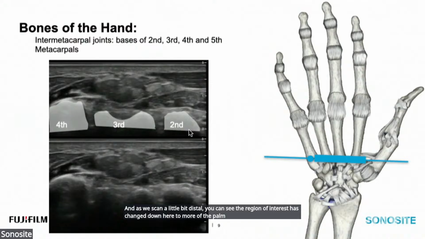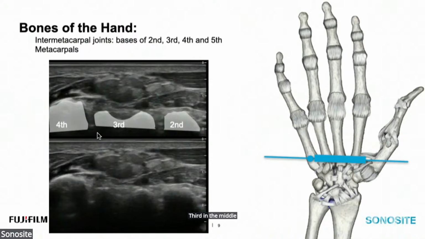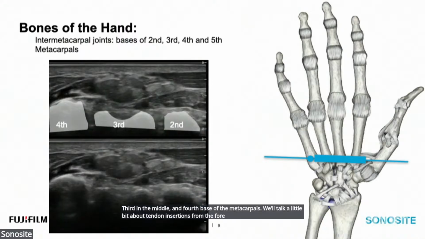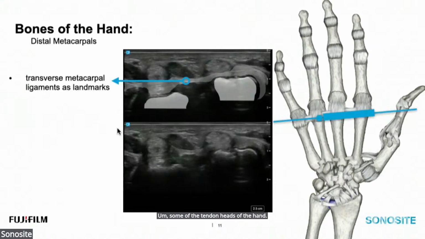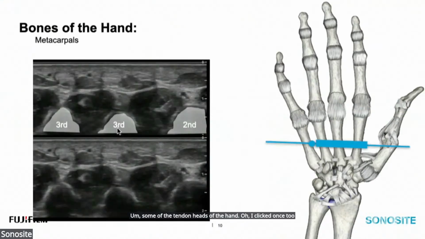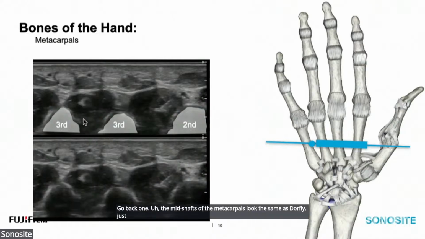Getting into the palm, we've got the second on the radial side, third in the middle, and fourth bases of the metacarpals. We'll talk a little bit about tendon insertions from the forearm on that, and origins of some of the tendon heads of the hand. Go back one. The mid shafts of the metacarpals look the same as dorsally, just deeper, and so there's more posterior acoustic enhancement. They do look a little bit brighter.